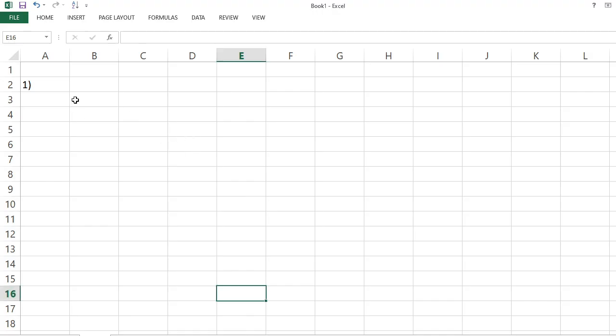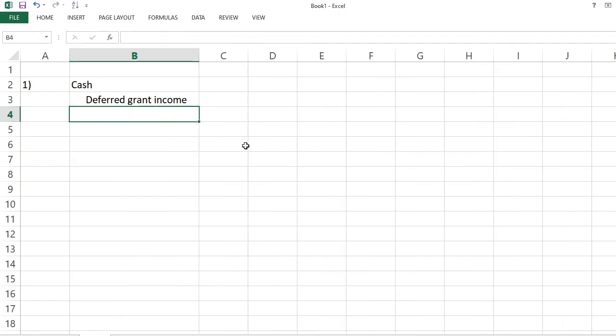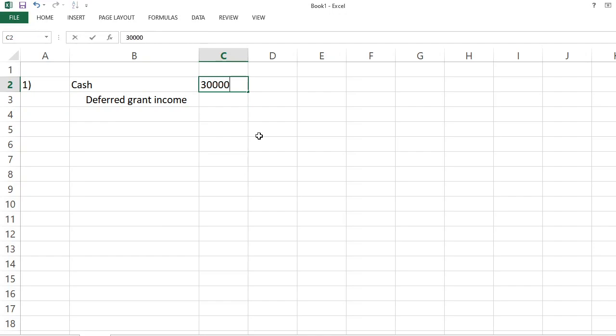Sige, ako na lang. Okay, entry number 1 would be as simple as cash and our deferred grant income. How much? We were given a 30 million grant by the British government.